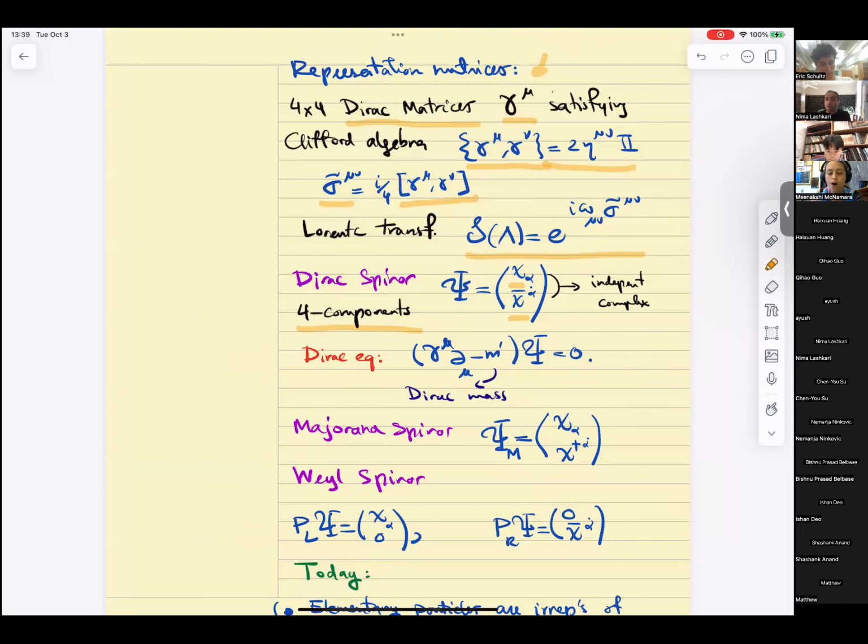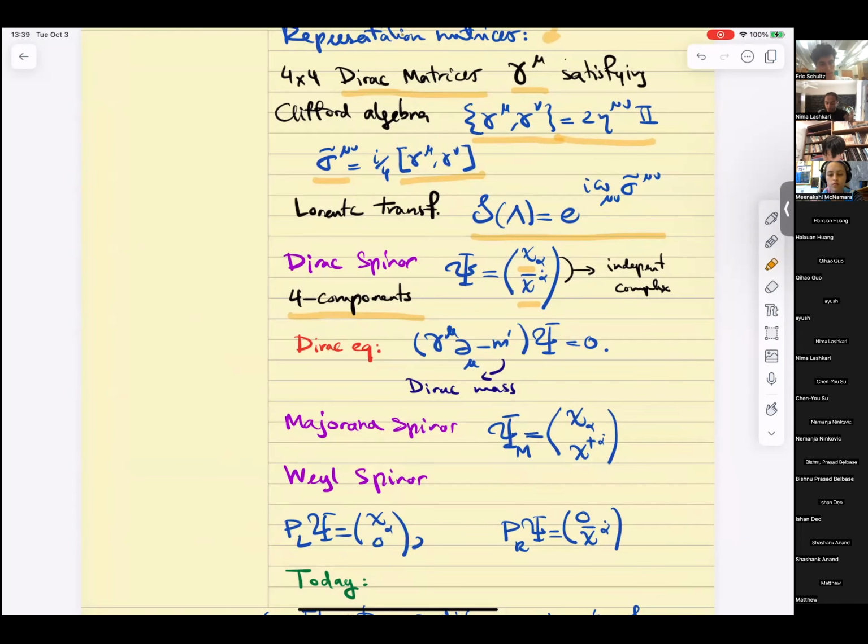Chi and chi bar are independent, right? So there are 4 independent complex variables. The Dirac equation, the equation of motion that this guy satisfies, is this equation, right? And this M prime is the Dirac mass.